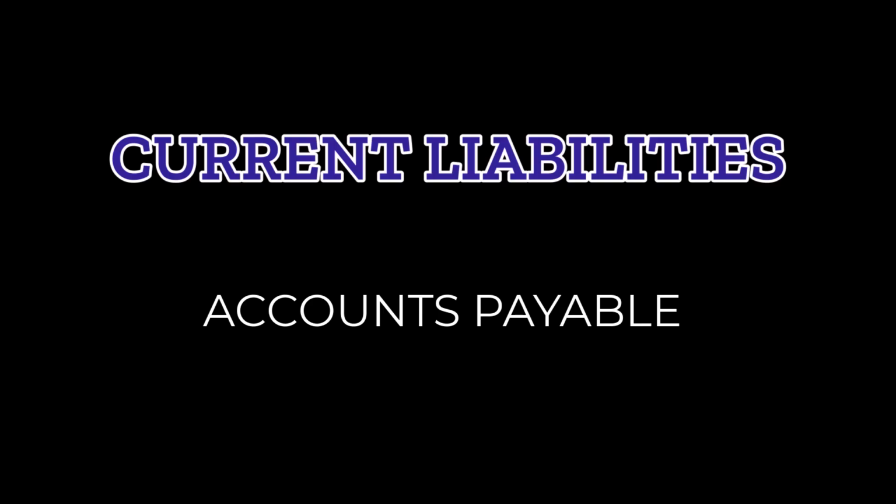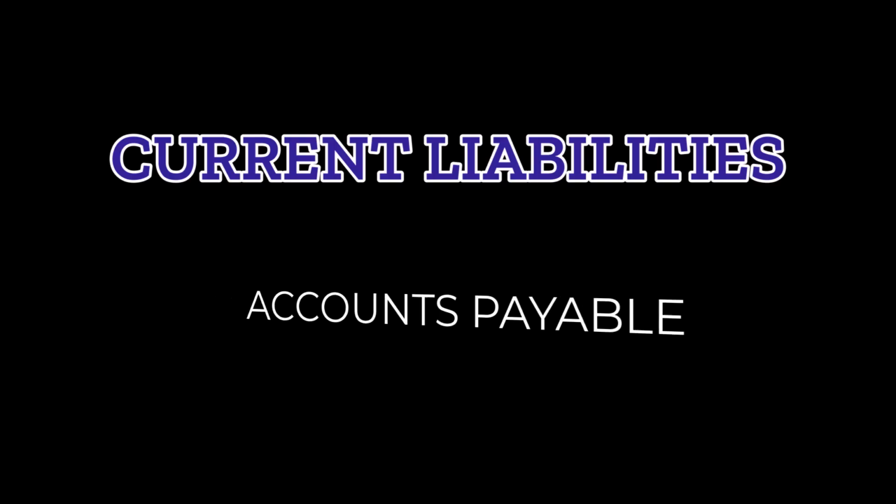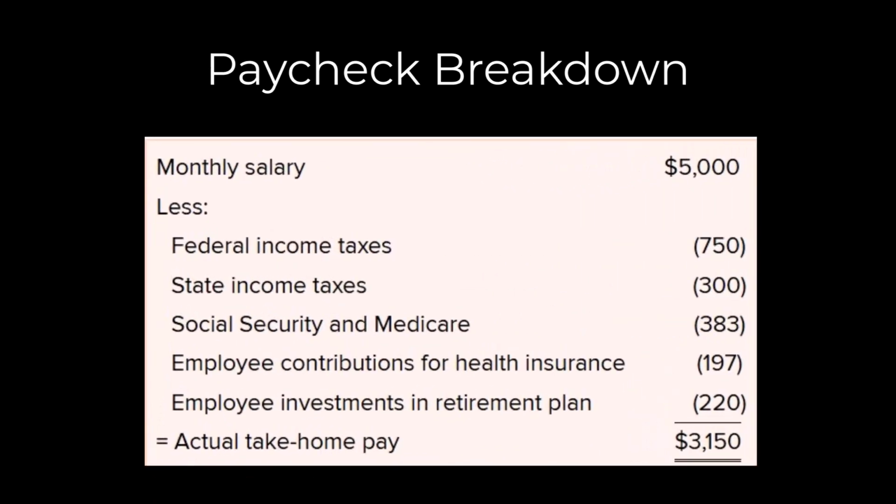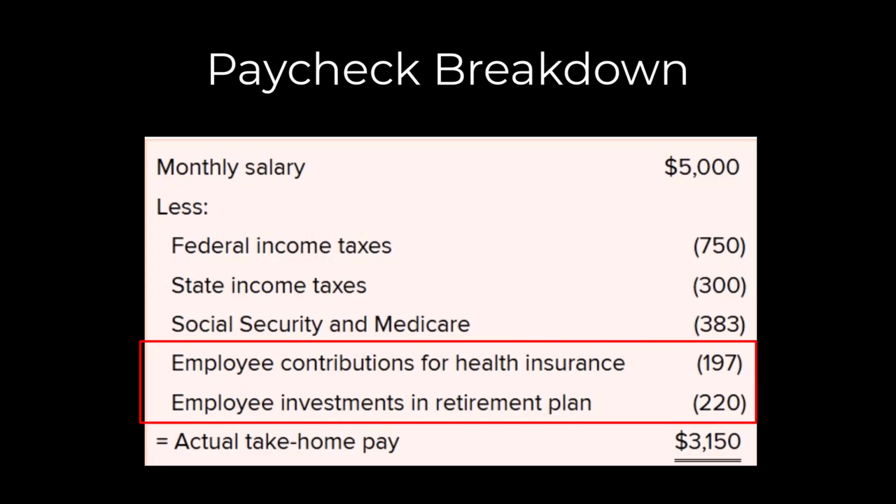The most common current liability is accounts payable, which is money owed to suppliers. But one of the most significant for many companies is payroll liabilities. Have you ever looked at your paycheck and wondered why your take-home pay is so much less than your salary? That's because of withholdings. Your employer is required to withhold amounts for things like income taxes, Social Security and Medicare, and your contributions to health insurance or retirement plans.